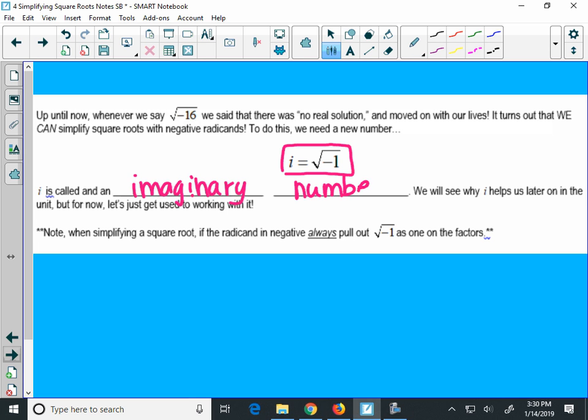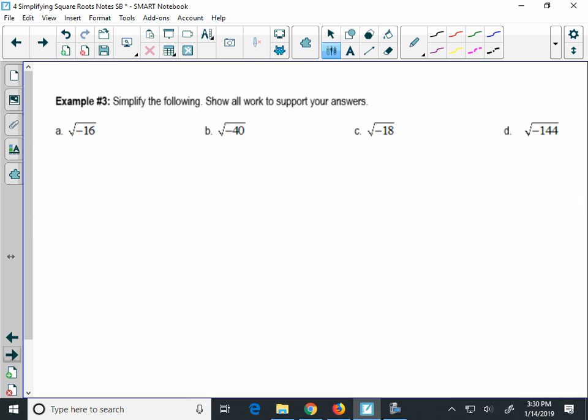Okay? It's a theoretical concept, but i is an imaginary number, and we're going to see where i comes into play later in the unit, but for now, we just need to know that the square root of a negative is going to be i. So I'll show you how this works.